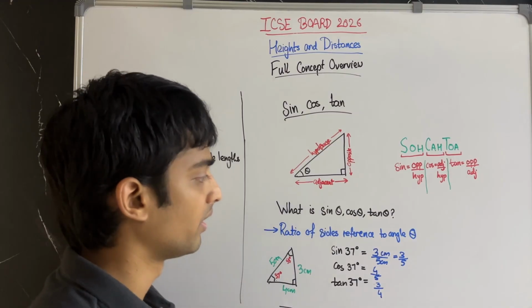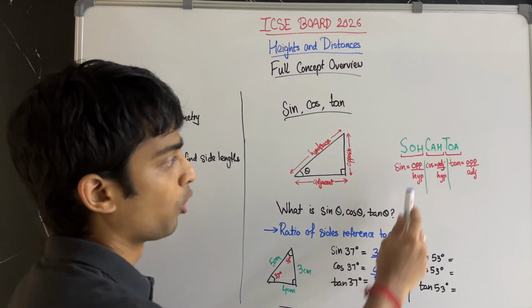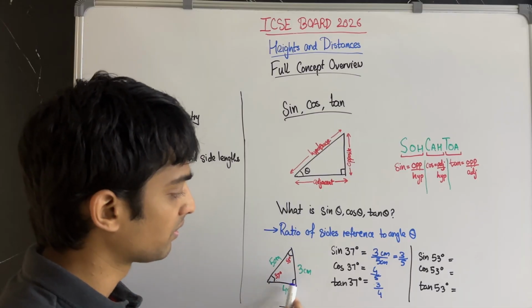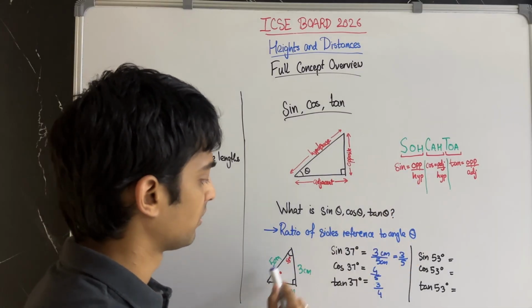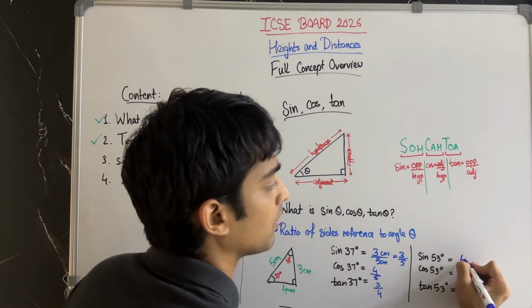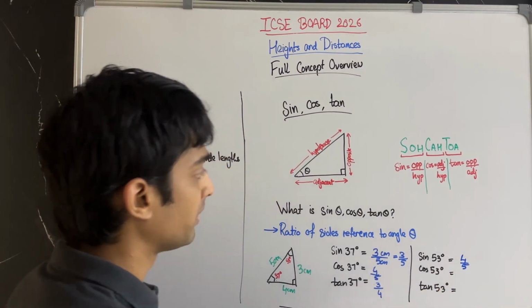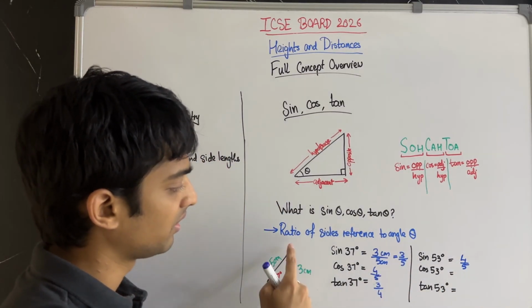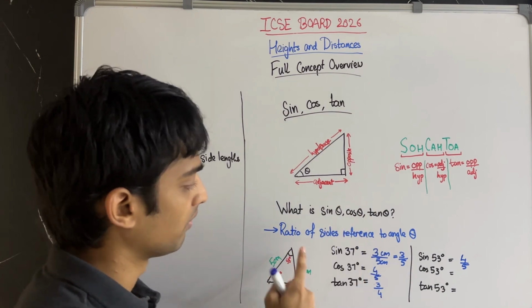Let's do it with 53 degree. Sine 53 will be opposite upon hypotenuse. So 53 angle, this is 53 angle, opposite is 4 upon hypotenuse. So 4 upon 5. Now cos 53 adjacent upon hypotenuse. So adjacent to this side is 3 upon hypotenuse, which is 5.